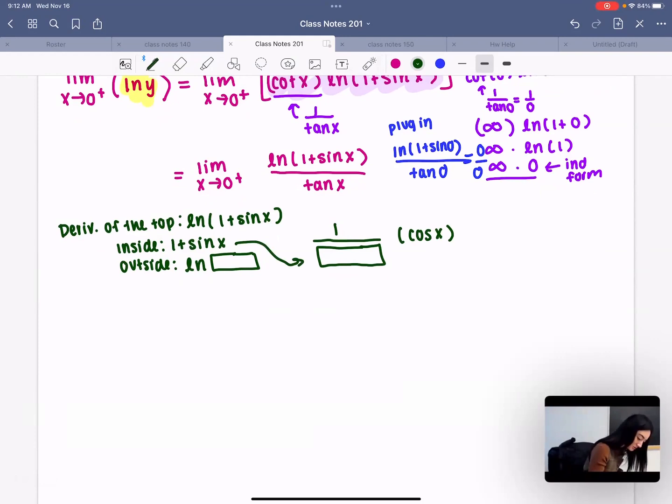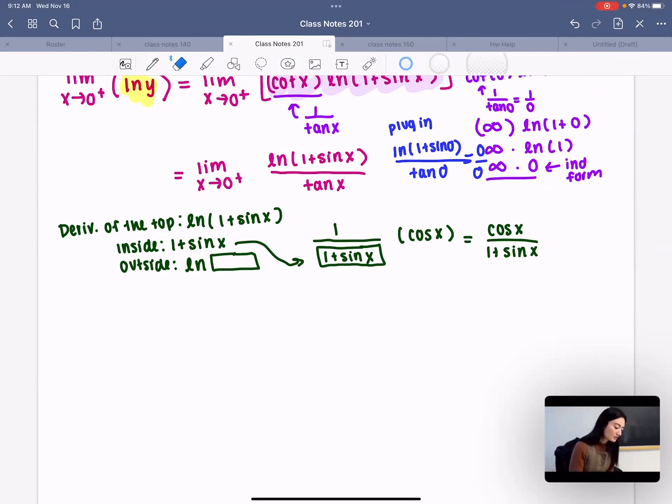So this is 1 over 1 plus sine of x. The derivative of the natural log of 1 plus sine x is cosine x over 1 plus sine of x. Now the derivative of the bottom is easy, so I'm not going to write that out by itself. Let's continue using L'Hopital's rule.